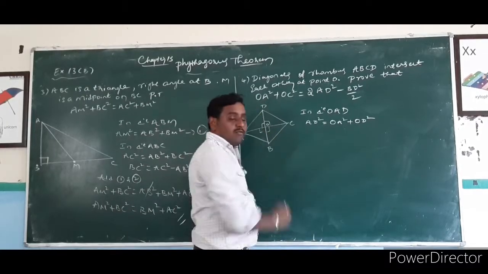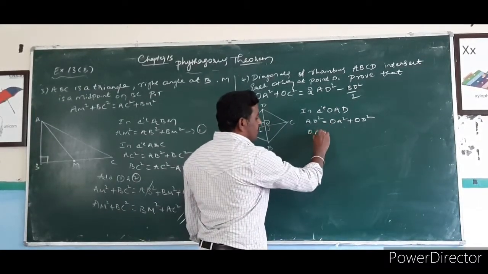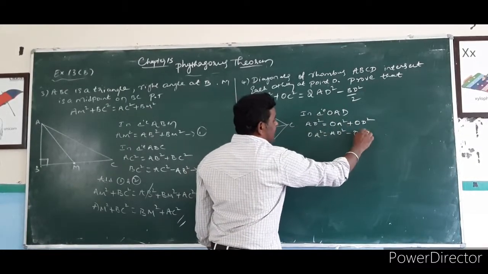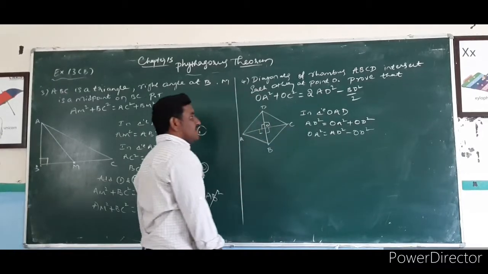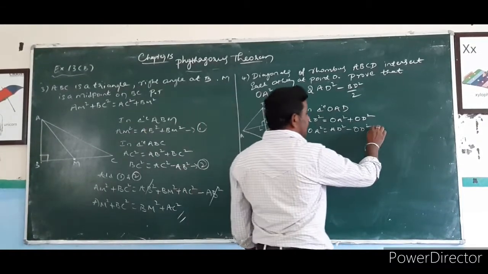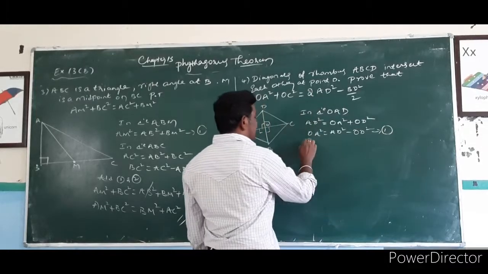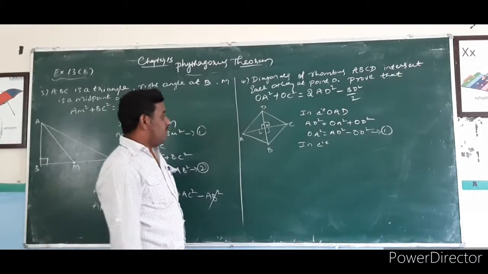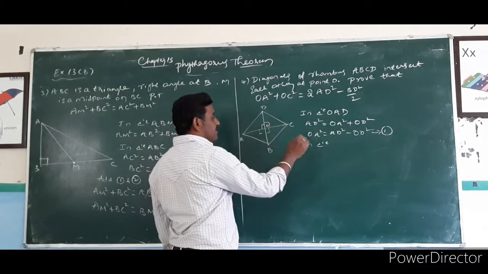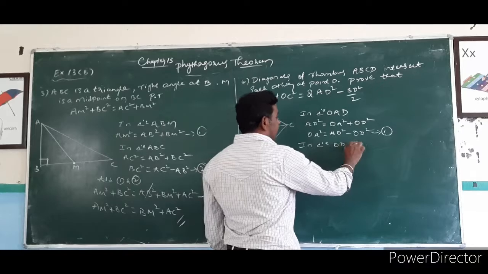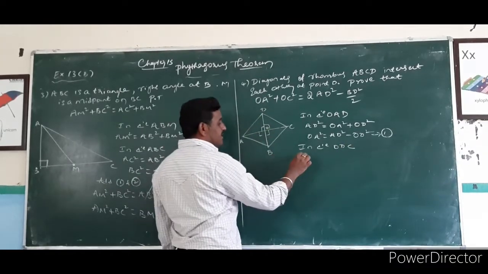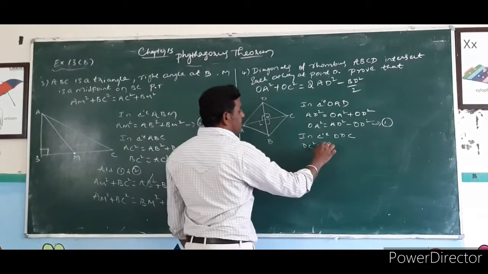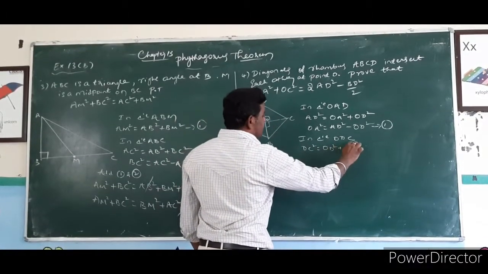So I want the side of OA, that's why OA square you can keep as it is. AD square, you can shift that OD square to that side. What happened? Minus OD square. This is equation number 1. Similarly, next what we want here, add OC square. Where is OC? In this triangle, that is ODC. Apply Pythagoras theorem for ODC. That is DC square is equal to OD square plus OC square.